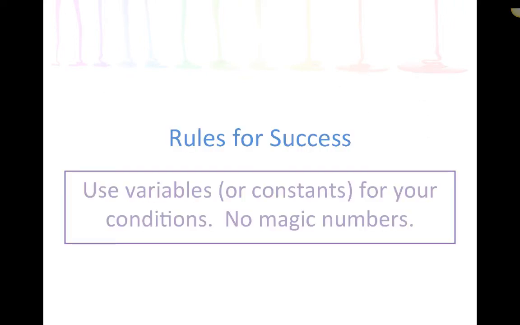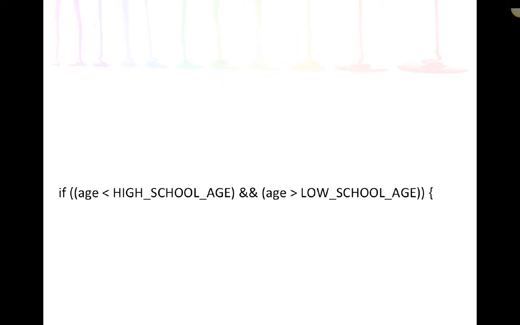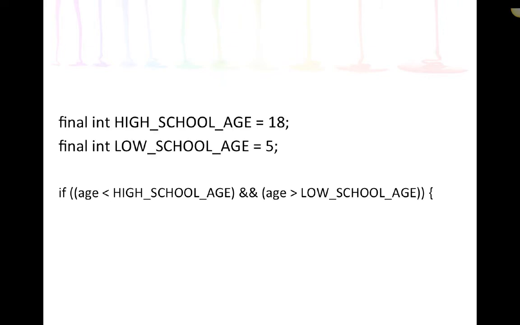Although you didn't see this in my examples that I provided, you want to avoid using those magic numbers inside of your if statements. Instead, pull out the magic numbers and use variables or constants for your values instead. So if you consider this particular one, before I used 18 and 5, I believe, in my if statement. Rather than using 18 and 5 and wondering where those values came from and what they mean, instead I would pull 18 into a high school age and a low school age variable, make them final so that they can't change, and then use those inside of my if statements.